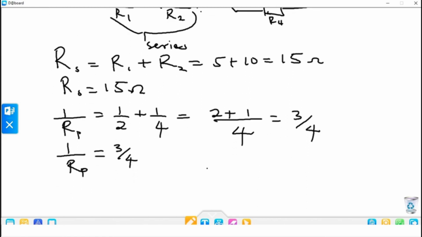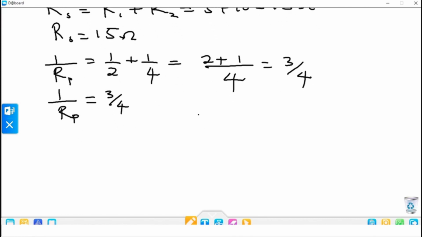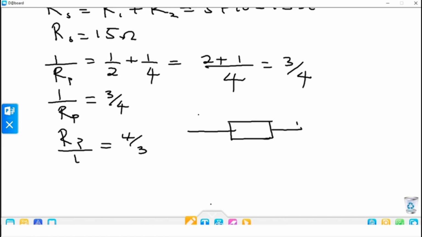Now we're asked to find RP, not 1 over RP. So when you do that, you take the inverse. So we're going to have RP over 1 equal to 4 over 3. So this is our RP. Now, since we've obtained RP, the circuit is going to look like this, because we've resolved the 2 of them. So this is our R series. This is our RP. Our R series is 15 ohms. Our RP is 4 over 3.